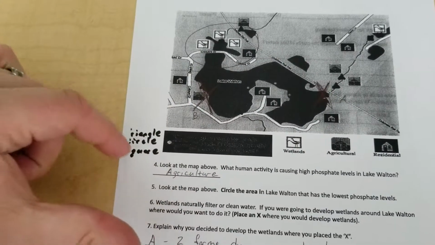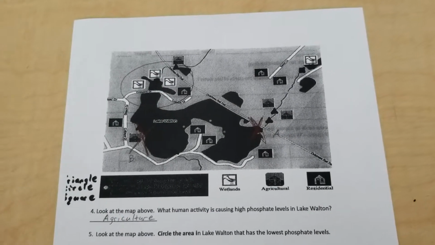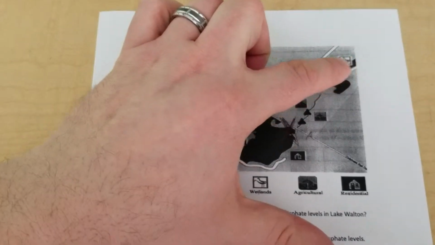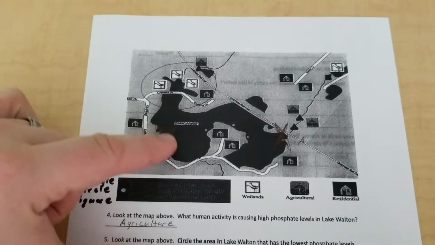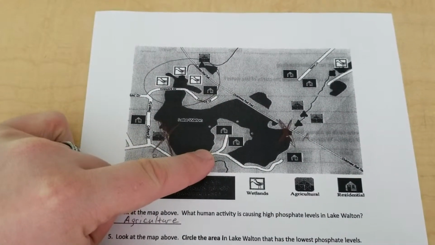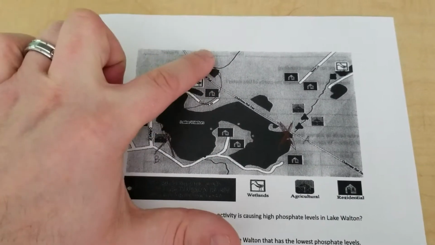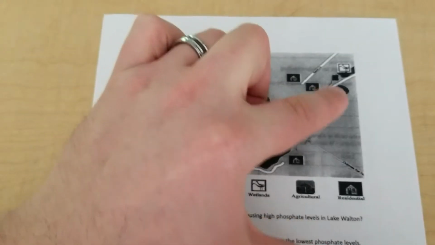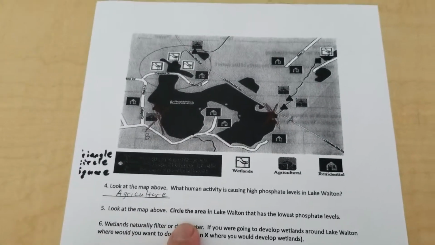Well, we see that the triangle is going to be our high phosphate. So we got triangles coming down the river here, 2 farms right here. We got triangles all along the lake here. I know they're difficult to see, but they are there. We got a triangle up here. A farm, a farm, a farm, a farm. Agriculture.